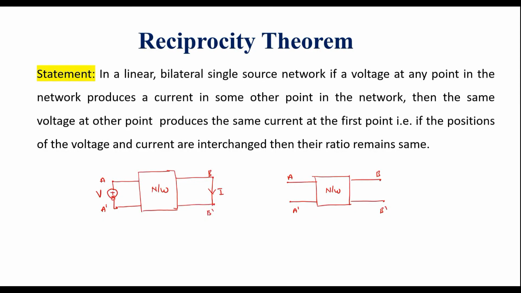Now I will interchange voltage and current. That is, here I will connect a voltage source of same magnitude V. If you find the current flows through A dash, it will be same as this I. That is, if we consider current through B dash is I1, if we consider current through A dash it is I2, then the ratio of voltage and current, that is V by I1, is equal to V by I2. It means that I1 is equal to I2. This is the reciprocity theorem. Let us prove this.